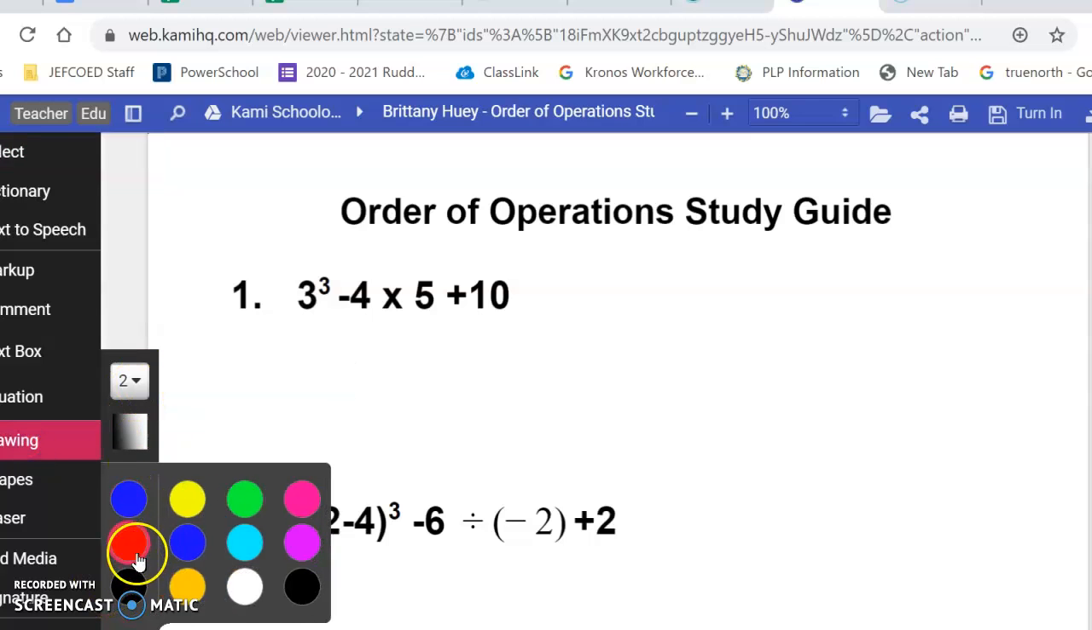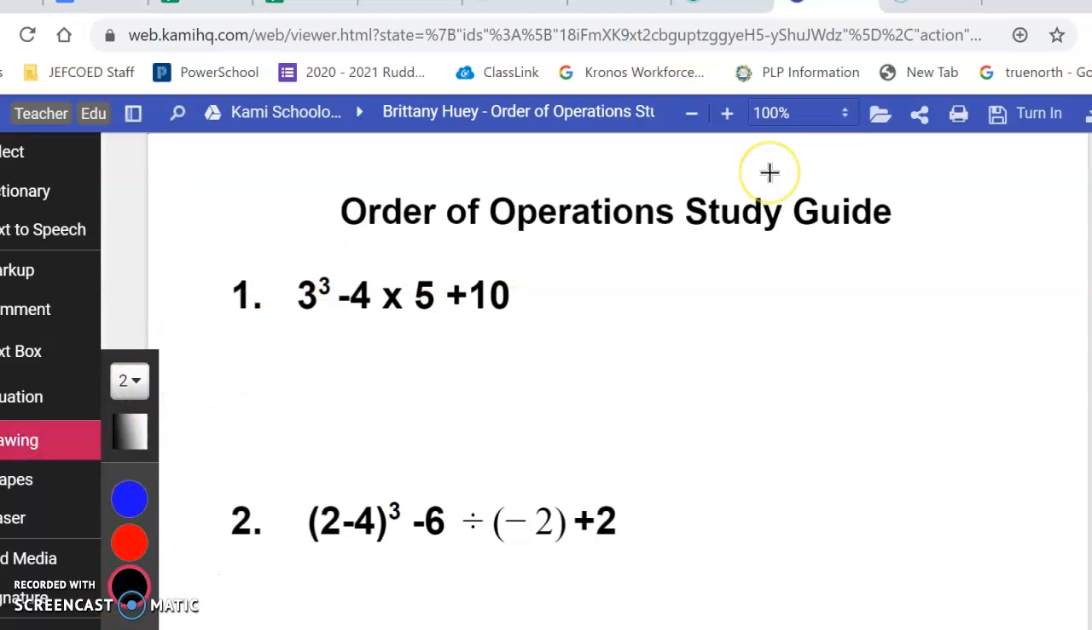Hey guys, okay, today we are going to be working on our order of operations study guide. So go ahead and pull that up and let's get started.